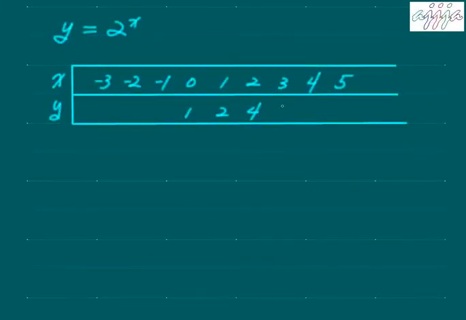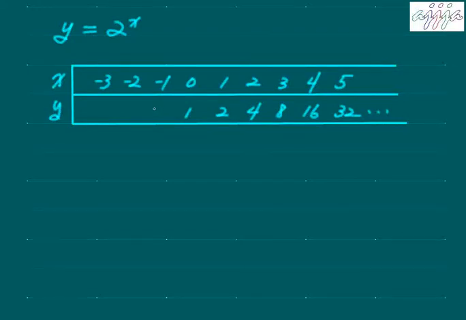We can plot this one on graph paper, right? Again, one more time. 2 to the 0 power is 1. 2 to the first power is 2. 2 to the second power. 2 to the third power. 2 to the fourth power. And 2 to the fifth power. And so on. Alright. Negative first power.